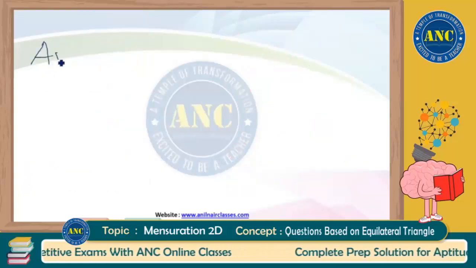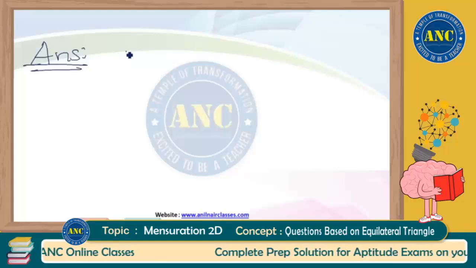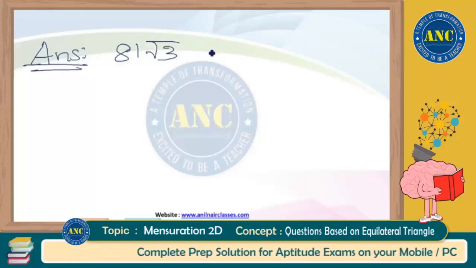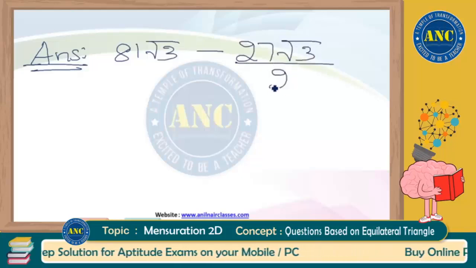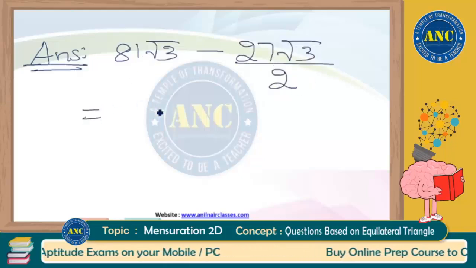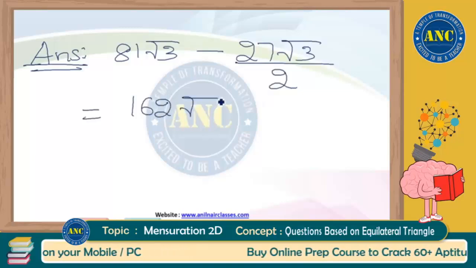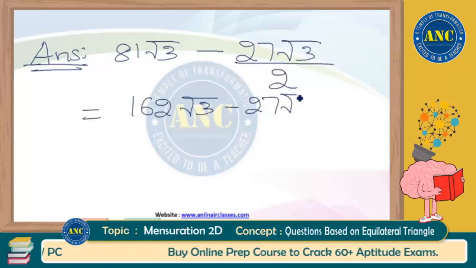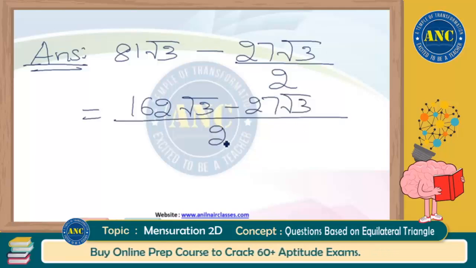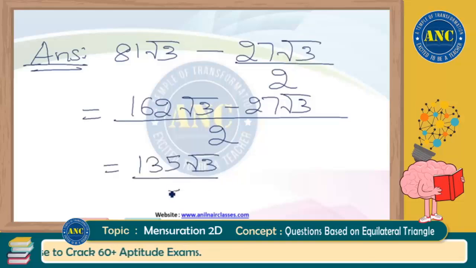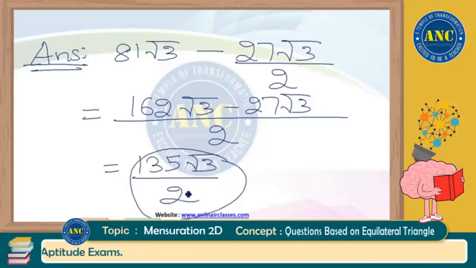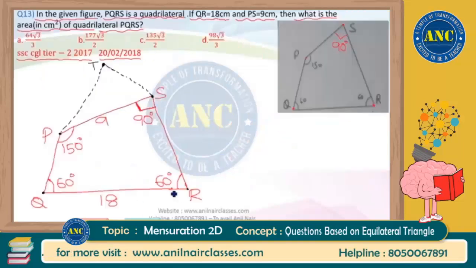So your final answer is, from the bigger triangle 81 root 3, remove that part, 27 root 3 divided by 2. So 81 into 2 is 162 root 3 minus 27 root 3, whole thing divided by 2. 162 minus 27 is 135 root 3 divided by 2, which is nothing but, which option, sir? It is nothing but option 3. I hope the idea is very very clear.